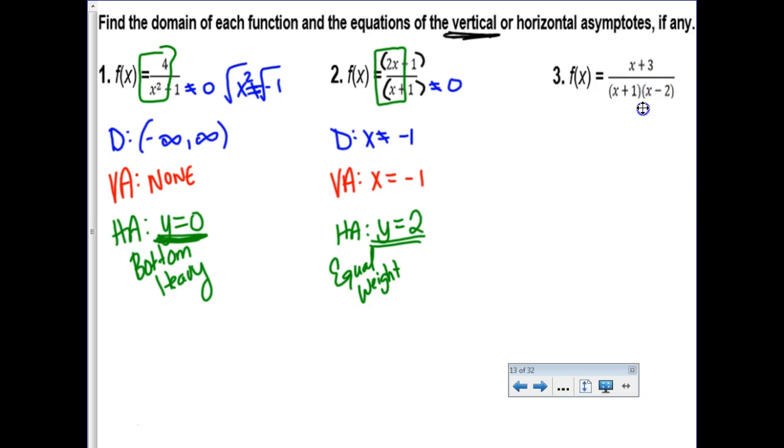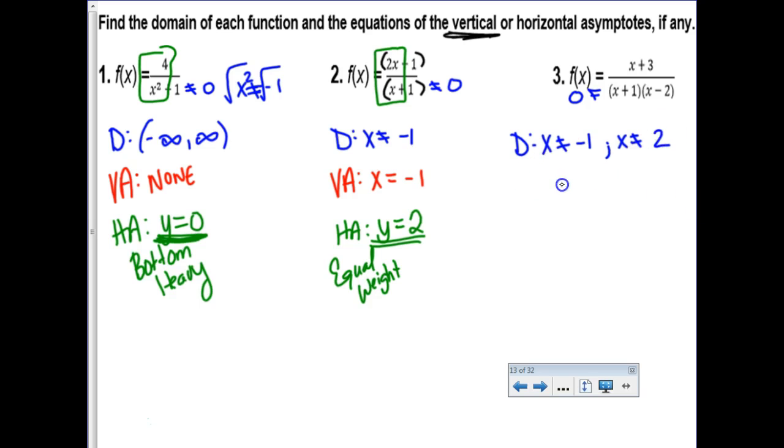Alright, someone already came through and factored number 3. That was nice. So I'm looking through my factors and I notice nothing's going to cancel. In a moment we'll talk about what happens when they do cancel. So my domain, remember, would be my denominator can't be 0. So what are the 2 problems that I'm going to encounter for my domain? X can't be -1 and x can't be 2.